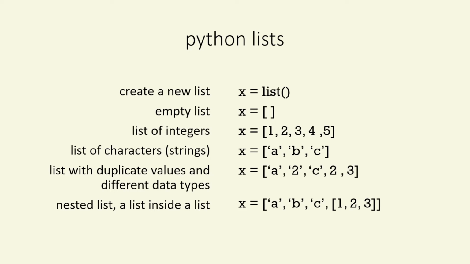So here's some examples. We can just create a list or an empty list. Here's a list of integers, of characters, which are strings. Then we have a list that has different data types, which is allowed in Python. So here we've got A and 2 and C, which are all strings, and the integer 2 and 3. We can even put another list inside a list. So here we have 1, 2, 3, which is a nested list, inside a list called X, which also has A, B and C. So we can do quite a lot of things with lists in Python.